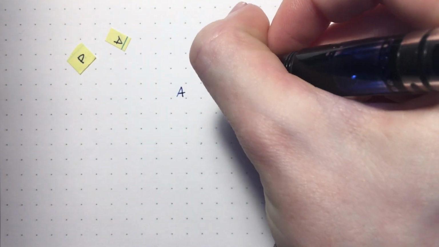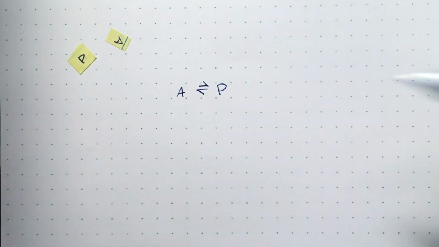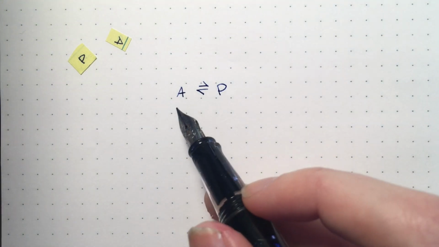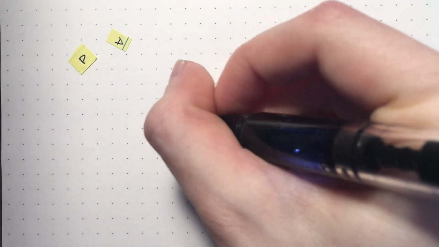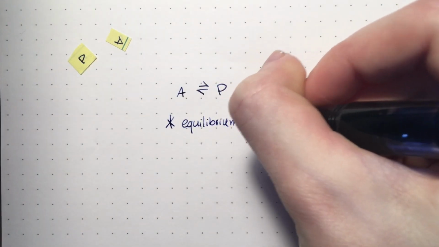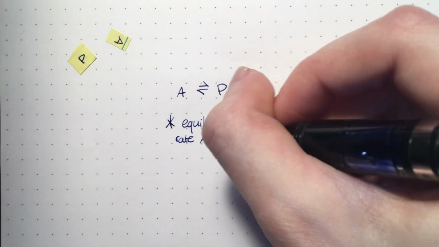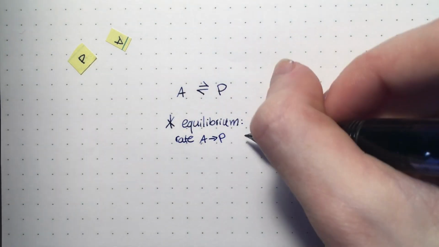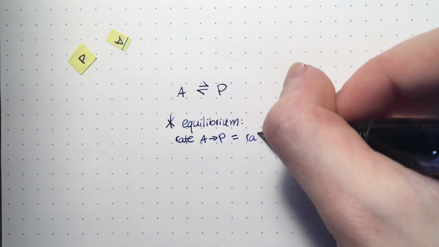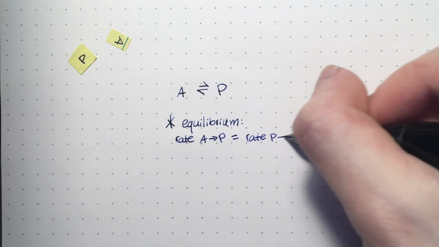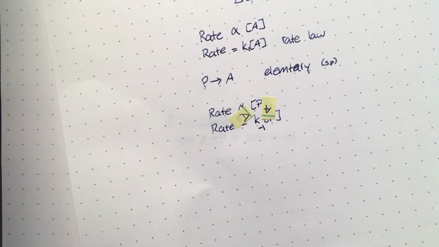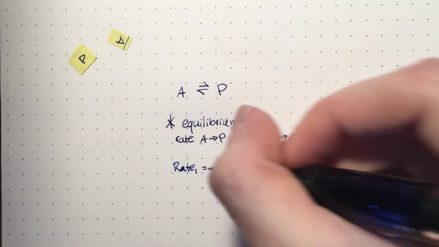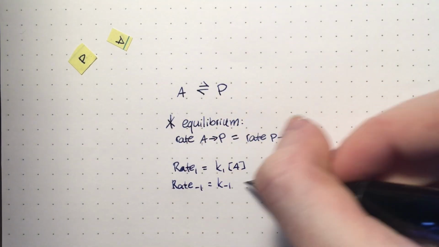Now let's say for this reaction that both of these things are going on at the same time. That is, A is going to P, and P is going back to A. The definition of equilibrium means that the rate of A going to P is equal to the rate of P going to A. But hey, we already figured out what those rates are. Let's just set them equal to each other, and let's see what happens.